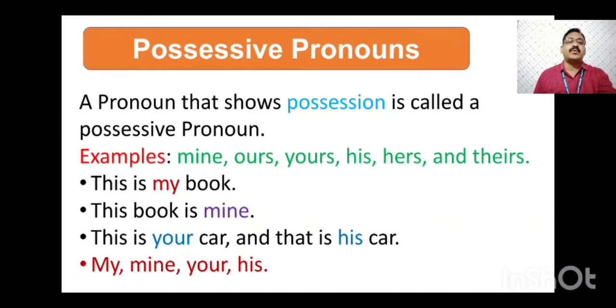This is my book. This book is mine. This is your car and that is his car. You can see here the book belongs to me. These books also belong to me. That is your car, his car. Mine, yours, his are the pronouns which show belonging of something. Unless it shows belonging of something, it cannot be a possessive pronoun. Here the nouns belong to mine, yours, his. So these are used as possessive pronouns.